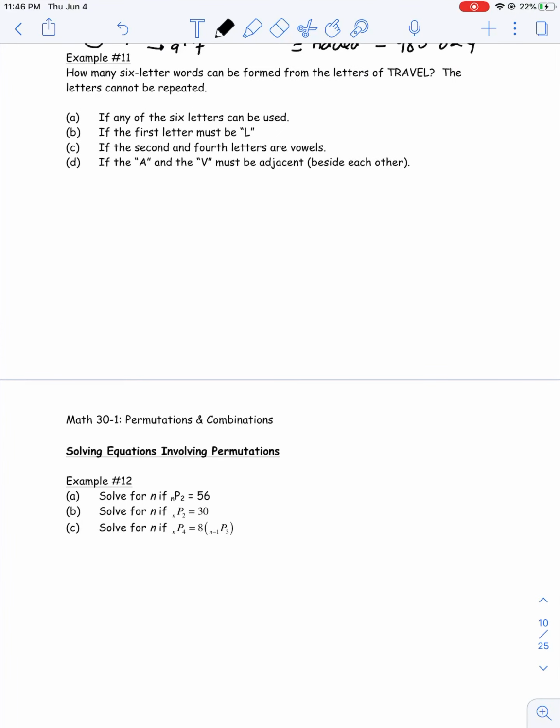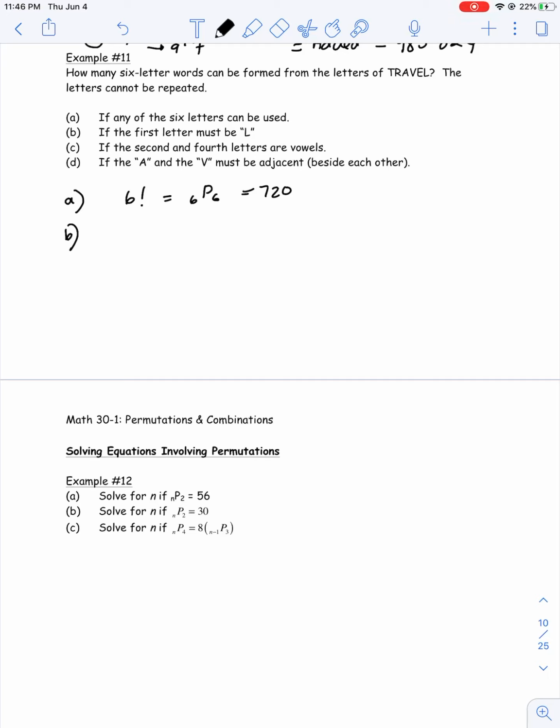Example number 11 says, how many 6-letter words can be formed from the letters of travel? The letters cannot be repeated. So for A, we would just have to write 6 factorial, which is equal to 6P6. That would be equal to 720 if we put it in our calculator.